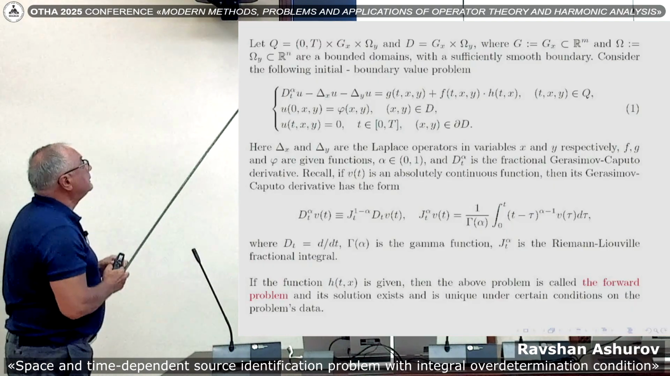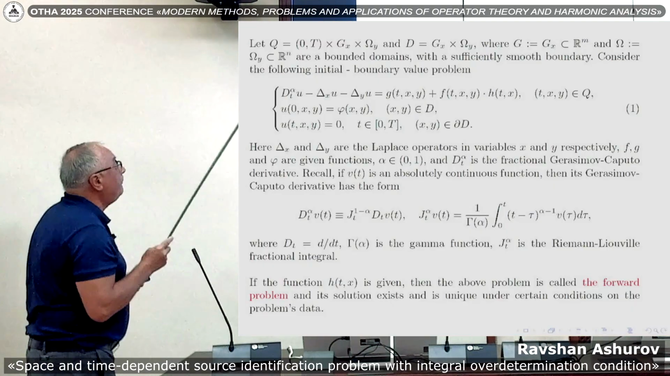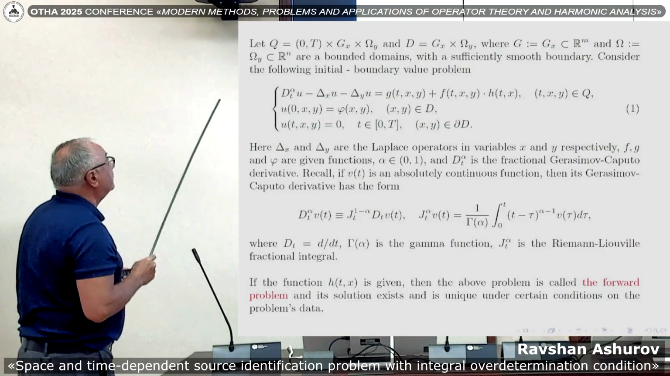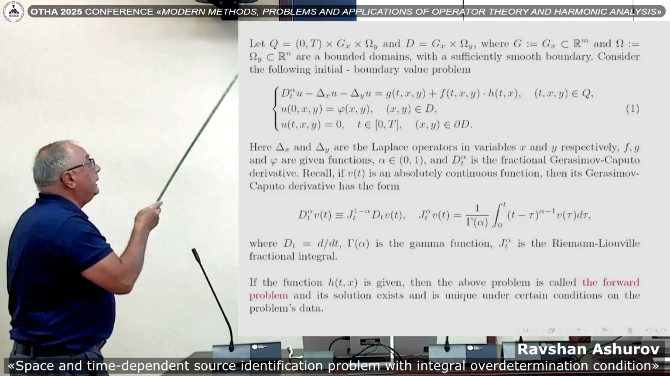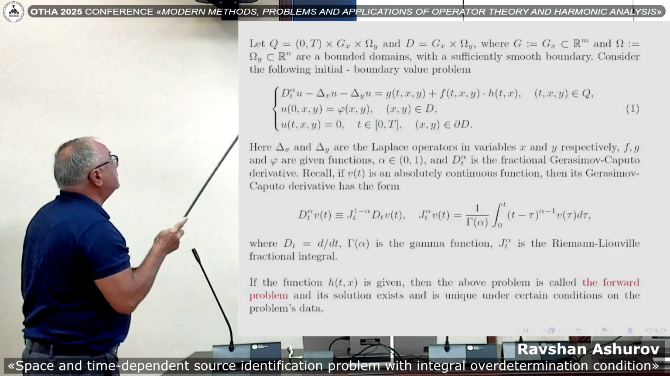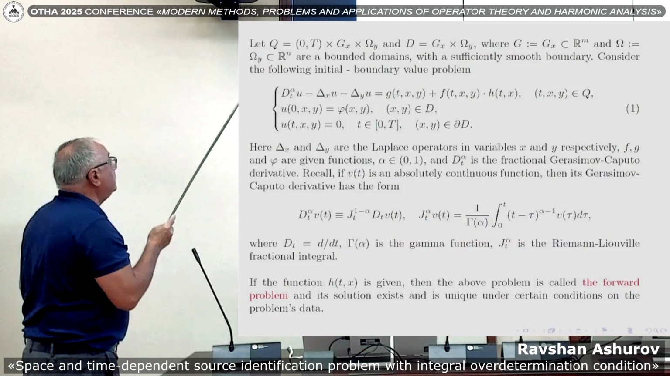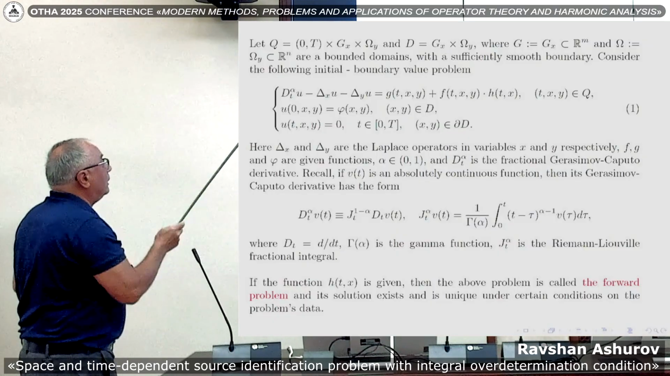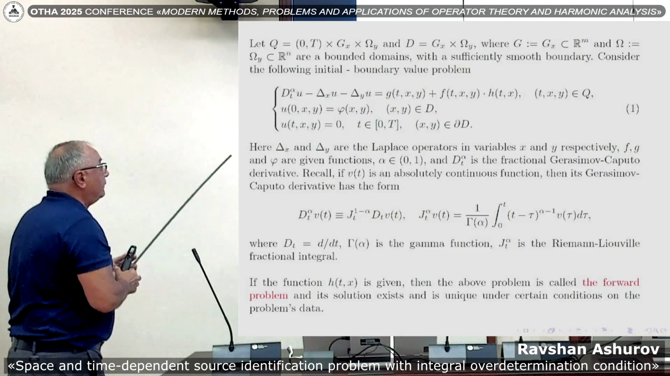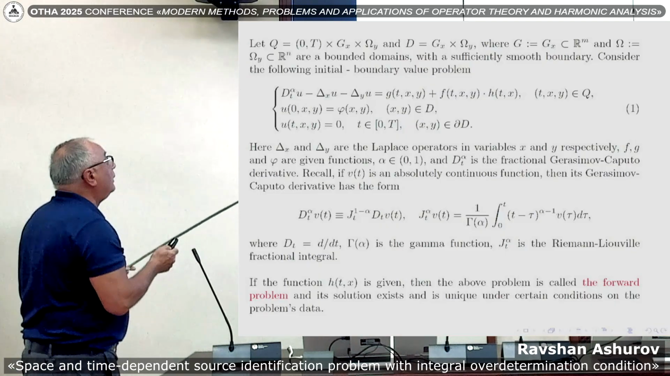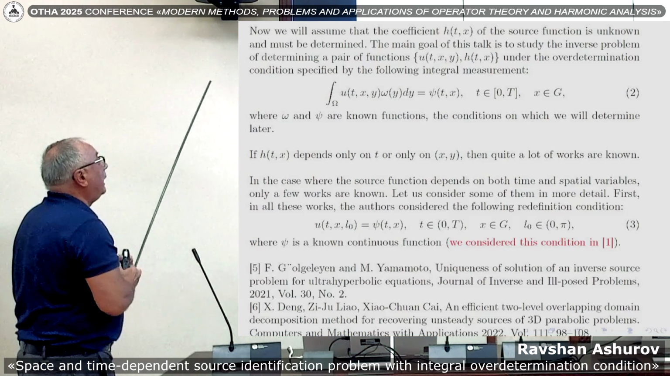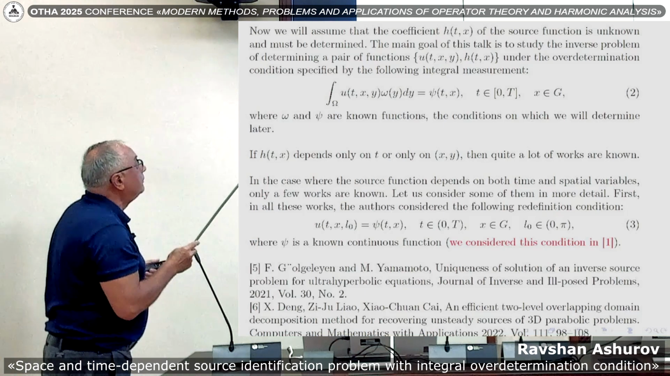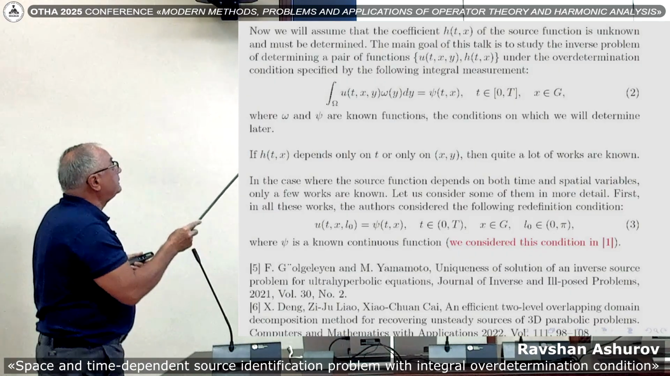So we will consider the following initial boundary value problem 1. Here d alpha is the Gerasimov-Caputo derivative. x is an m-dimensional vector and y is n-dimensional. When h is a known function, we call it the forward problem. But in our case, we assume h unknown and try to find h by using the overdetermination condition 2.